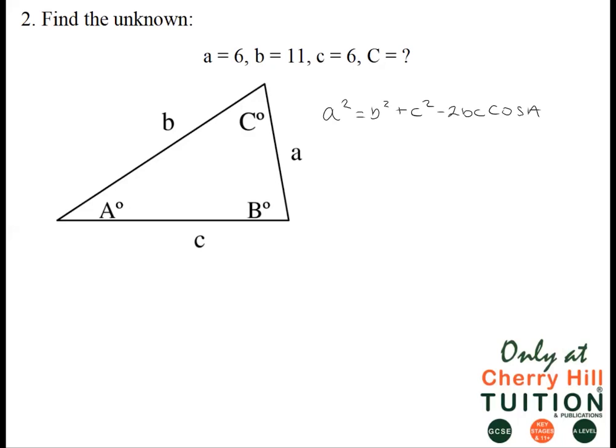Now, we're trying to work out big angle C. So this section is quite important to us. Because we're working out angle C, a squared needs to actually be c squared. So we can rewrite this as c squared is equal to b squared plus a squared minus 2ba cos of C. Okay, and now all we need to do is plug in our values.